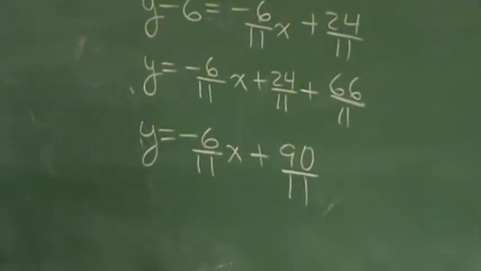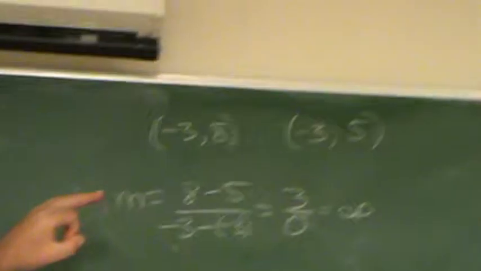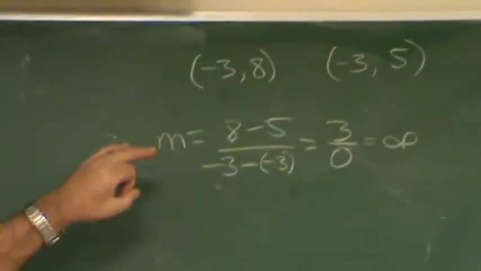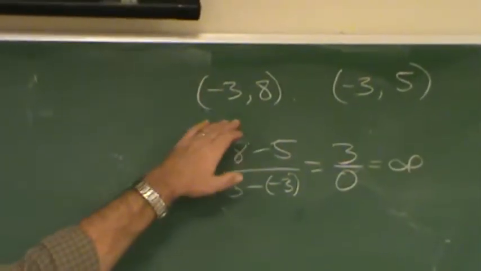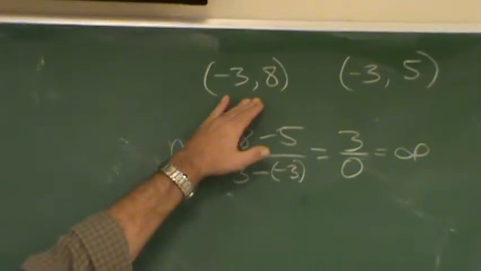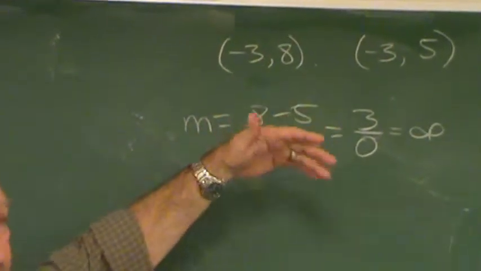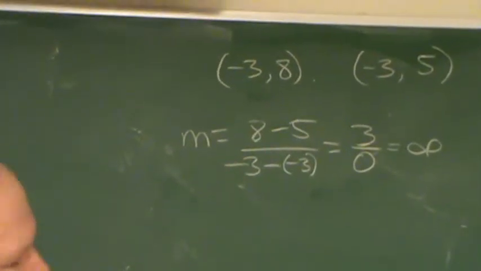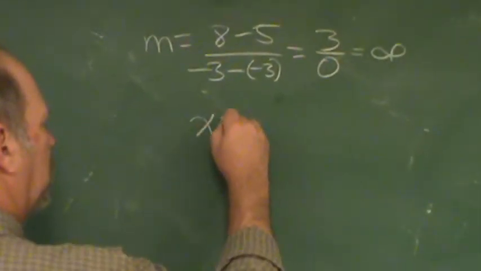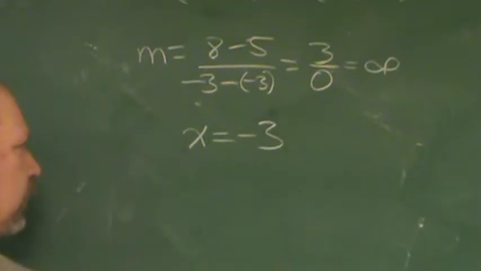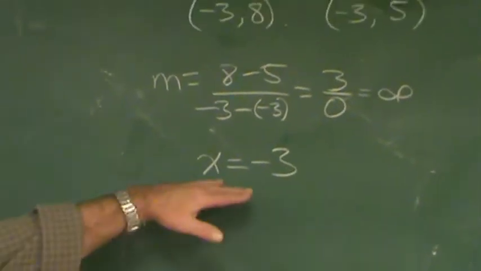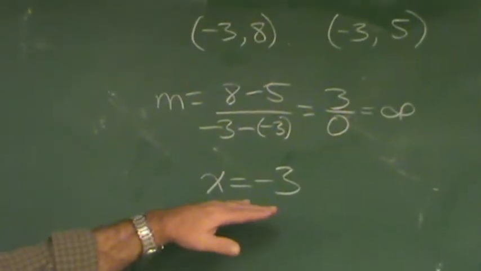If your slope is undefined, if the x coordinates are exactly the same, you've got a neat little shortcut here. Because if you stop and think about it, and also if you draw a graph of these, you'll notice that it doesn't matter what y is, x is always negative 3. So the equation of this line is simply going to be x equals negative 3. And this line runs parallel to the y-axis.